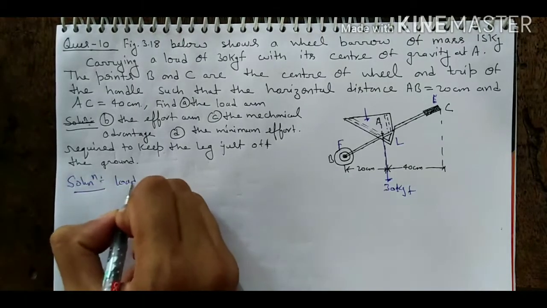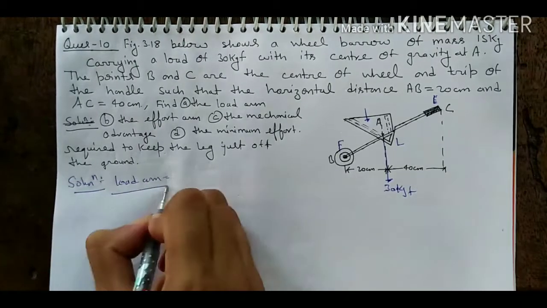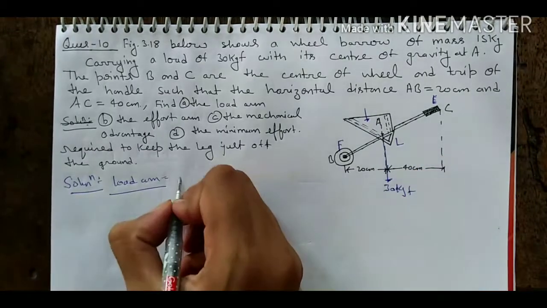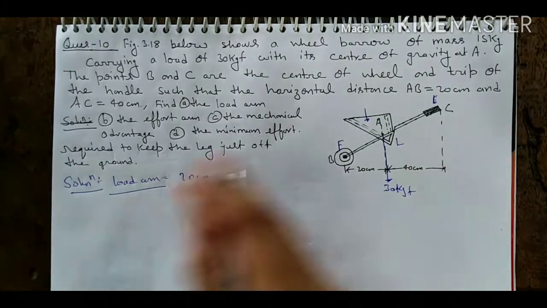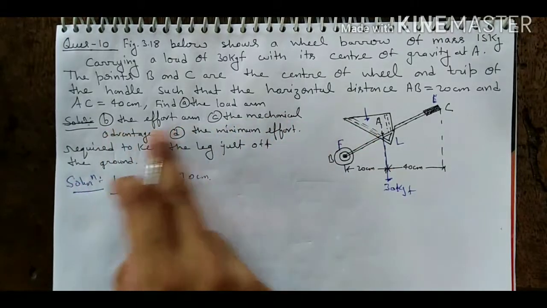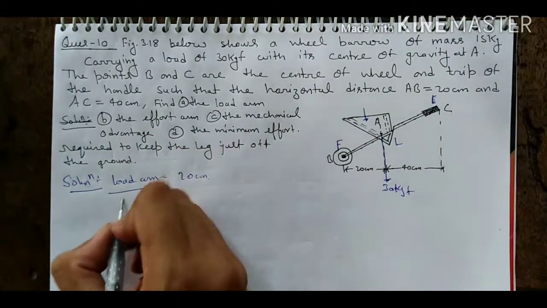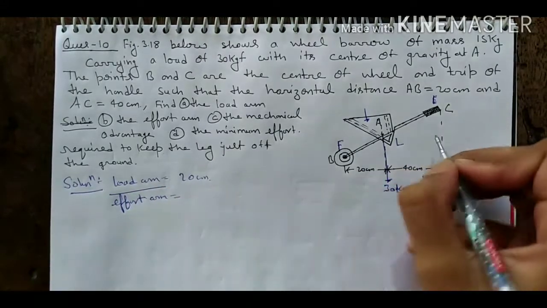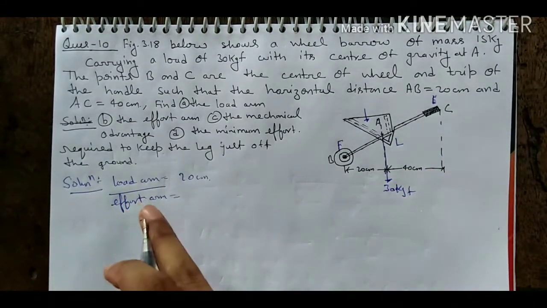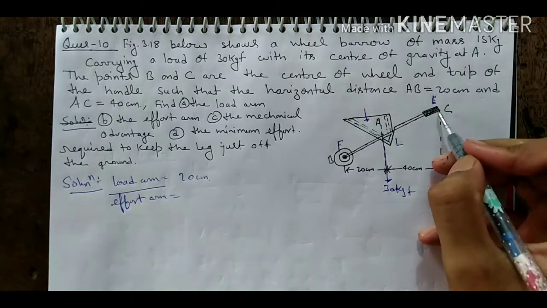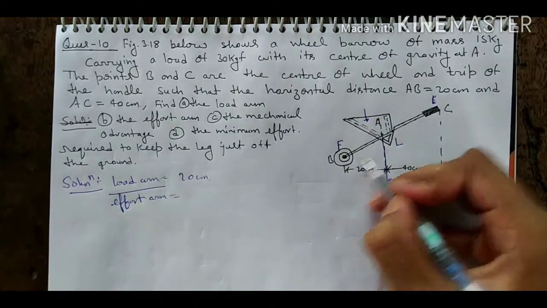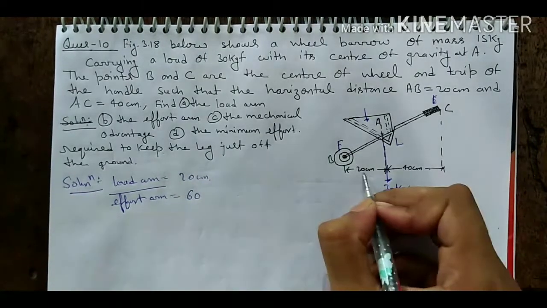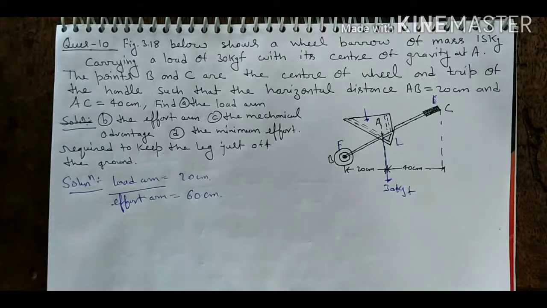Load arm means the distance from load to fulcrum. The distance from load to fulcrum is known as the load arm. This is 20 centimeter. And second question, the effort arm. Effort arm will be the distance from effort to fulcrum. Here this is a effort and this is fulcrum. The total distance will be 20 and 40. This will be 20 and 40 will equal to 60 centimeter.